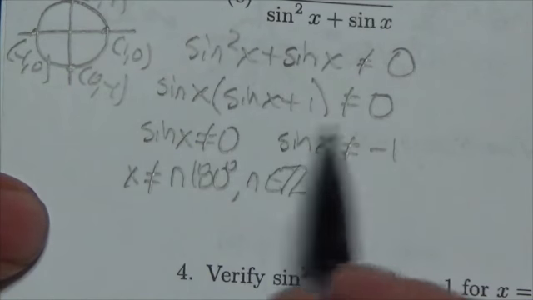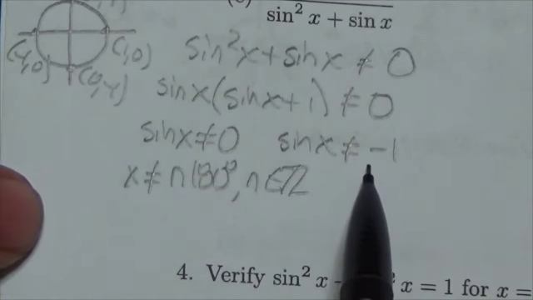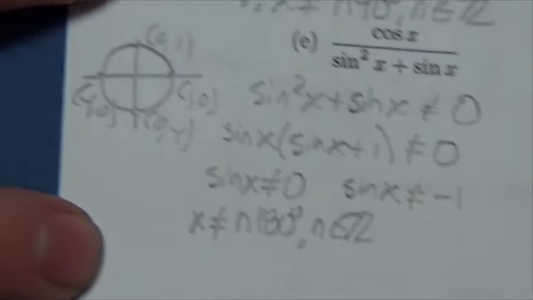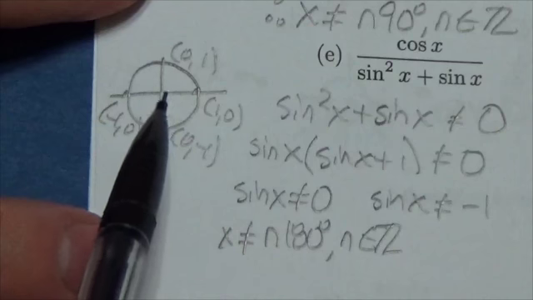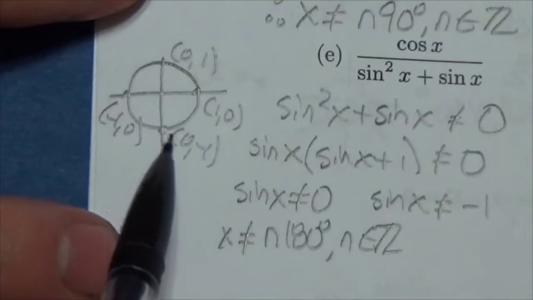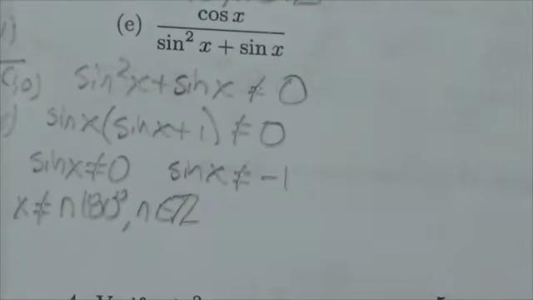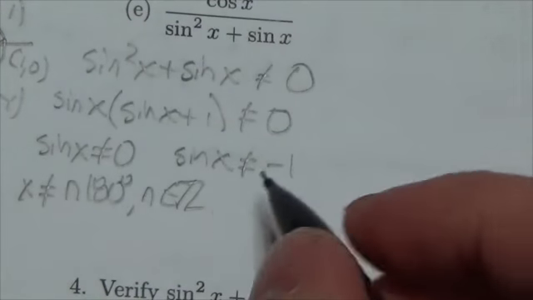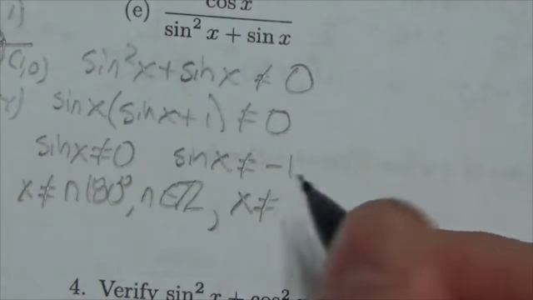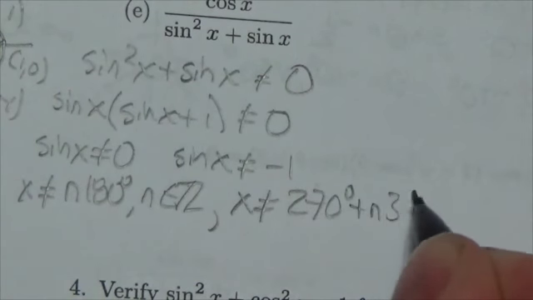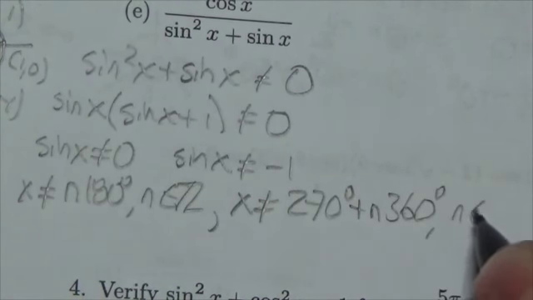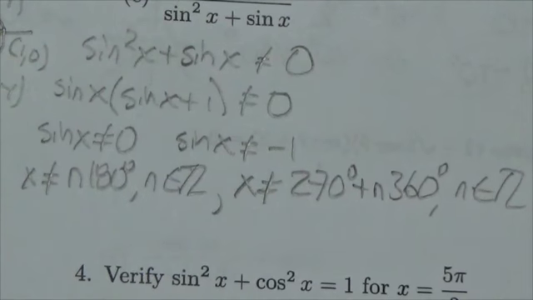Now, this other one here, I can't allow sine to be equal to -1. Well, when I take a look here, where does the y-coordinate go to -1? Right there at 270 degrees. So I also have to include this restriction that x cannot be allowed to equal 270 degrees plus n times 360 degrees, where n is an element of the integers.